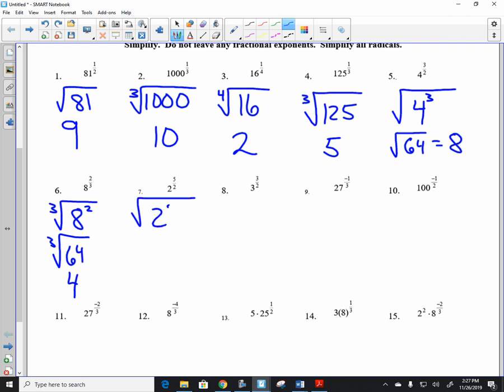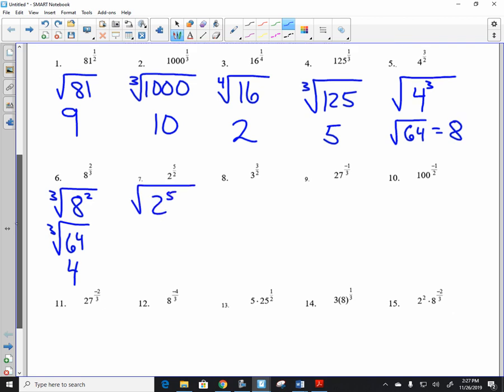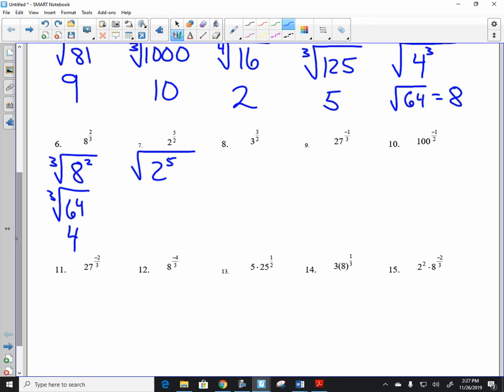Square root of 2 to the 5th. What is 2 to the 5th? So I get the square root of 32. Is 32 a perfect square? What's a perfect square that divides evenly into 32? So root of 16, root of 2. 4 root of 2.